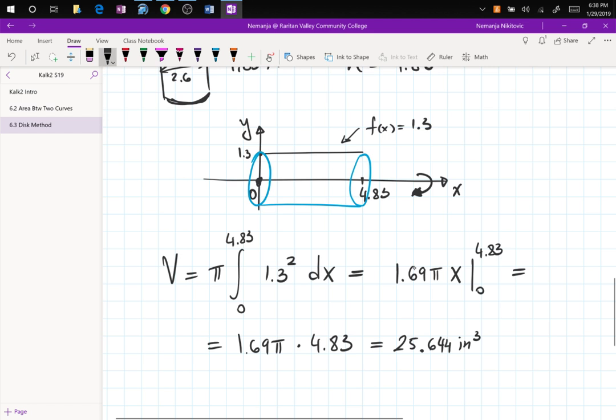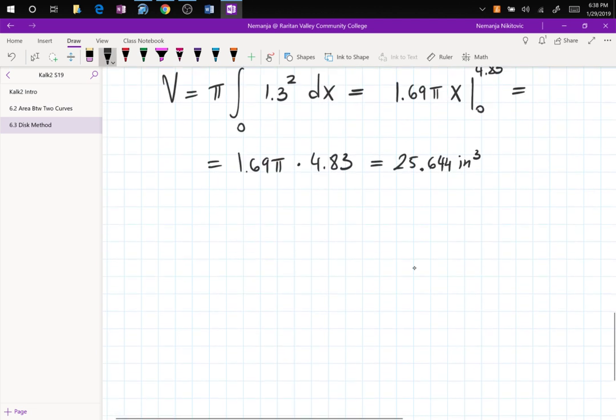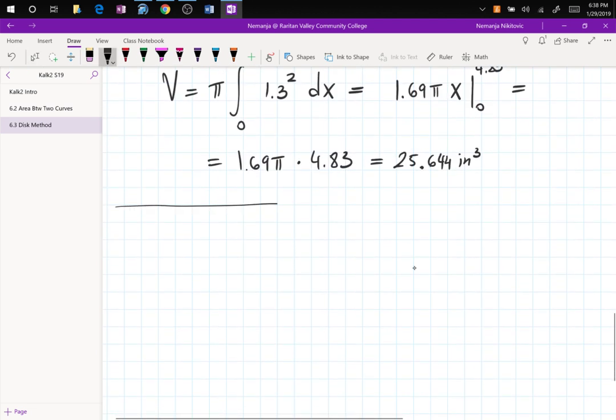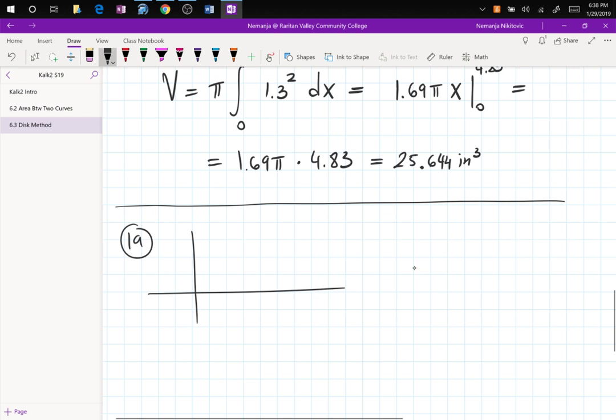So let's take a look at problem 19. There are plenty of problems for you to practice. Obviously, the online homework will produce a lot. So problem 19 in the textbook has this exponential function. There we go. Ends at ln4. So we are looking at 0 to ln4. And the function given is y equals e to the negative x. We are going to rotate on x-axis.